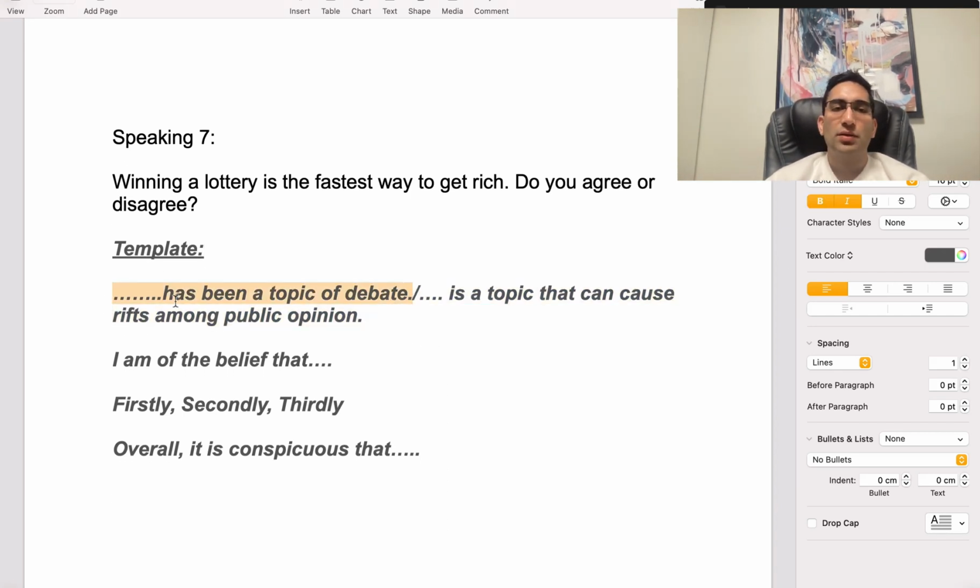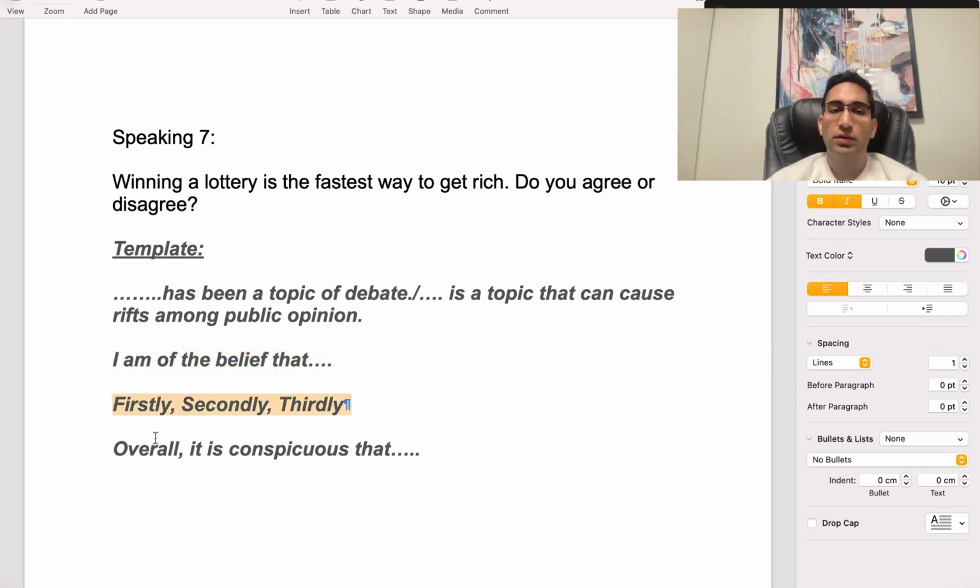The template is, now there's two ways to start it. You can mention the topic and say it has been a topic of hot debate. It's a simple version because sometimes people cannot do this one. So if you cannot do this one, go for the simple one. But if you can do this one, it's much better. Mention the topic. The topic is one that can cause rifts among public opinion, like cause divisions among public opinion. Of course, we're trying to have the fancier wordings. Speaking of fancy wordings, we are trying to say "I'm of the belief that" instead of "my opinion is," and here you give your opinion.